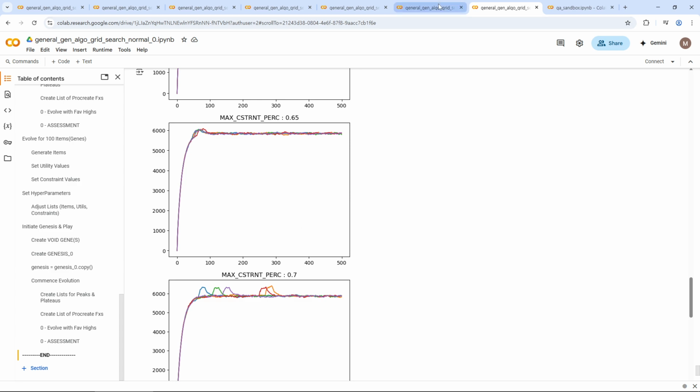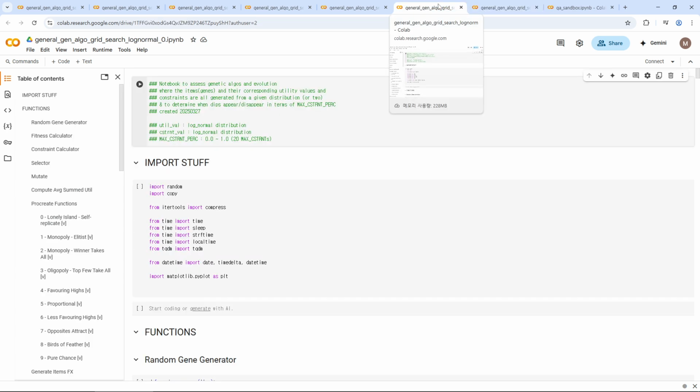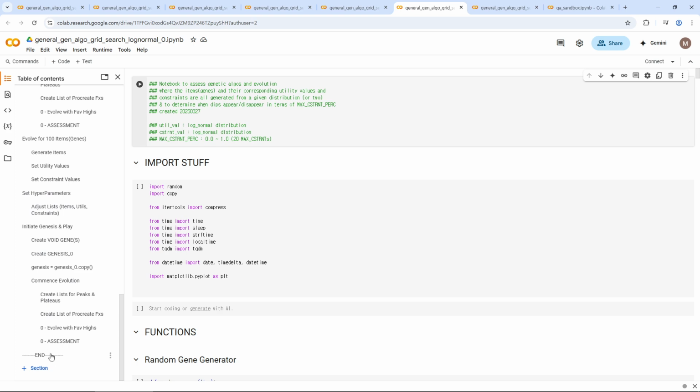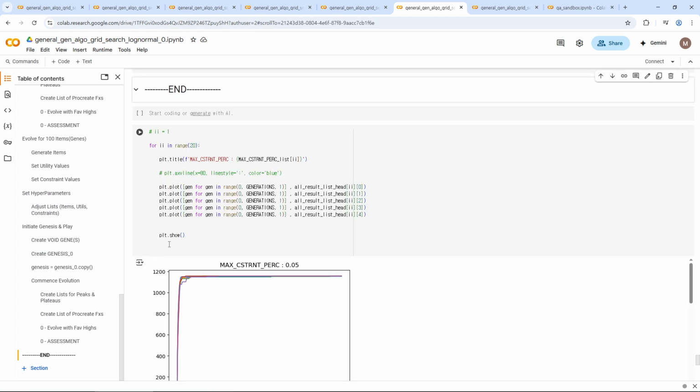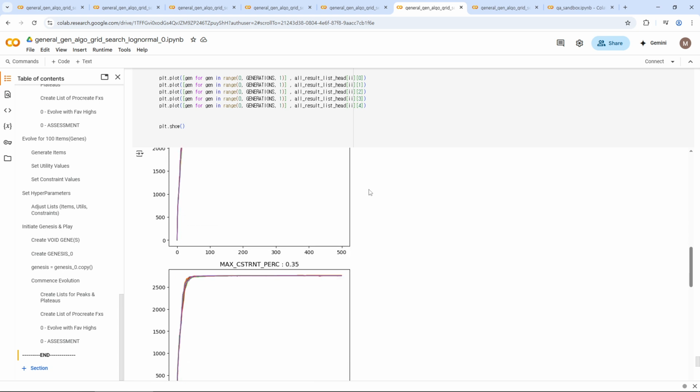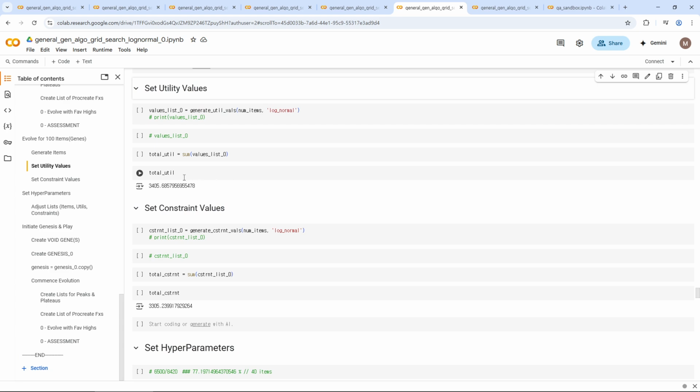So we look at another notebook for the log normal, hoping that maybe this is different. Spoiler, it is not. Again, these are the plots for the head or the top entities, and the total sum of utility values is 3,405.